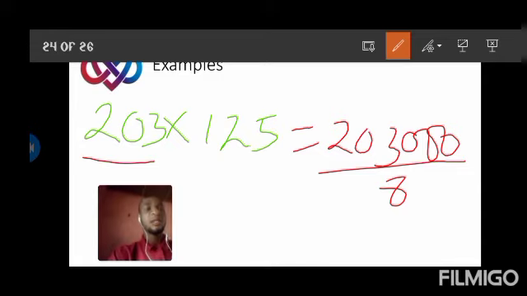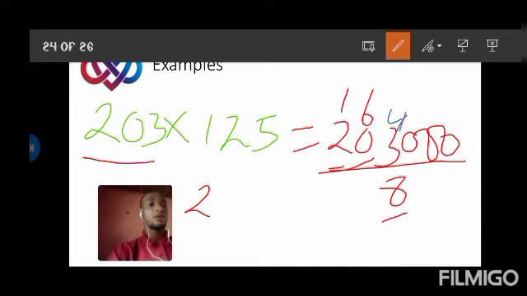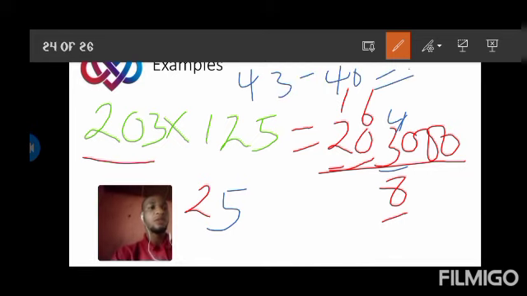So now let's do this. 8 in 2 is impossible, 0. So we'll pick 20. 8 in 20 is 2, because 2 times 8 is 16. So 16. Take it away from 20. We have 4. So 8 in 43. 8 times 5 is 40. So 5. So it's going to be 43 minus 40, which is 3.